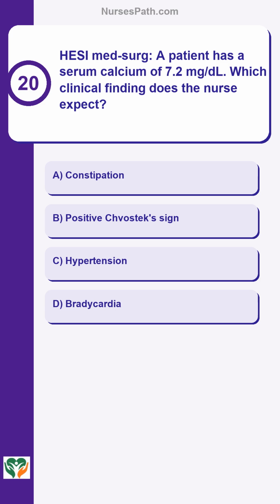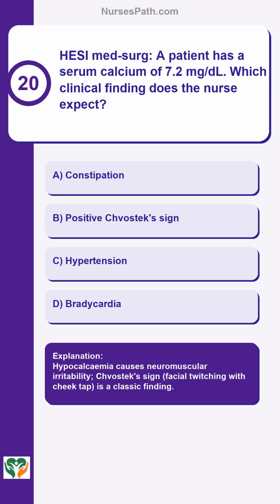Question 20. HESI Medsurg. A patient has a serum calcium of 7.2 mg per deciliter. Which clinical finding does the nurse expect? Constipation. Positive Chvostek sign. Hypertension. Bradycardia. Hypocalcemia causes neuromuscular irritability. Chvostek sign, facial twitching with cheek tap, is a classic finding.